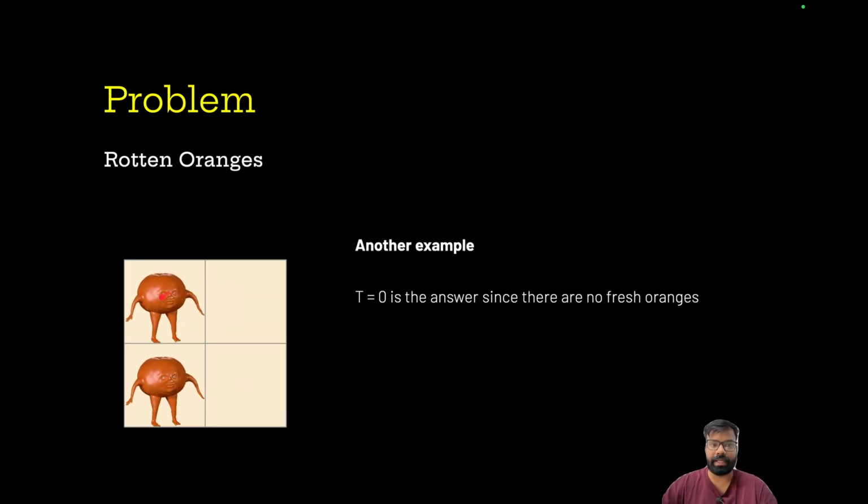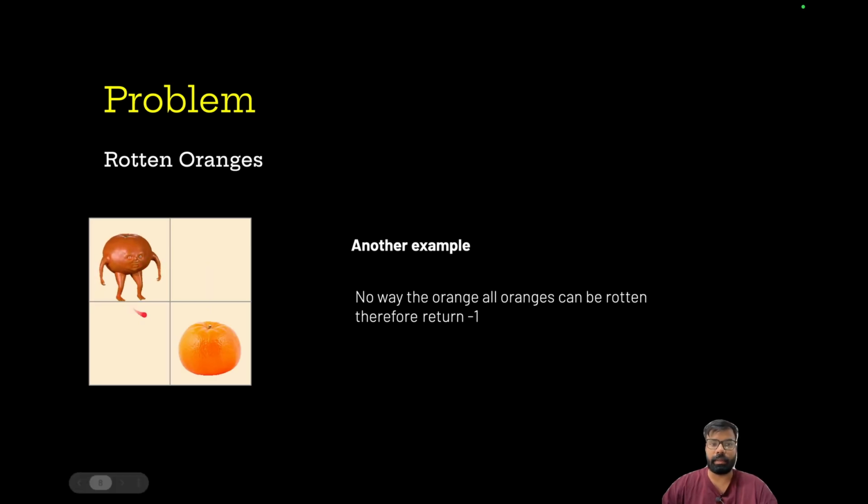This is another example where we can see that there are no fresh oranges. Initially all the oranges are rotten, so we can simply return time t equals 0 when there are no fresh oranges in the beginning. In this example, there is one fresh orange, but since this orange does not have any rotten orange directly next to it, vertically or horizontally, it cannot be turned into a rotten orange. This is a rotten orange, but it is not a neighbor, because it is not directly next to it vertically or horizontally. So we return -1.